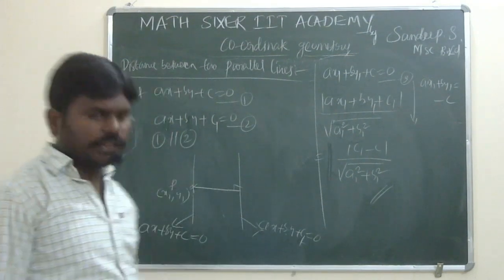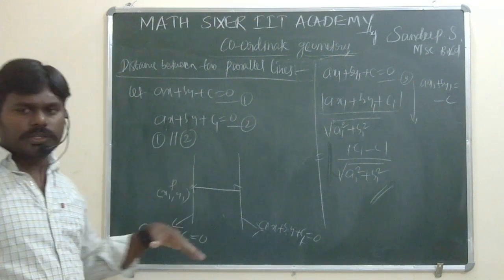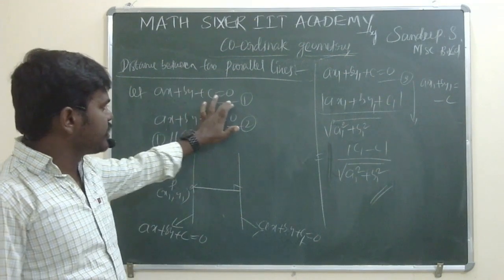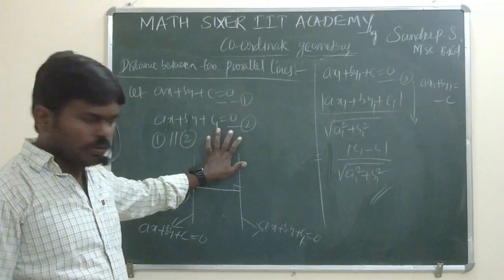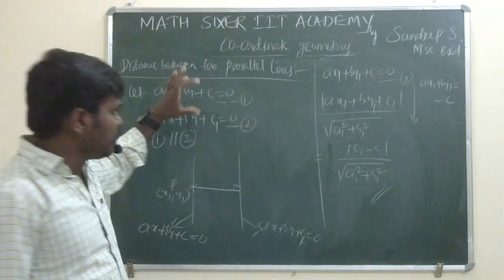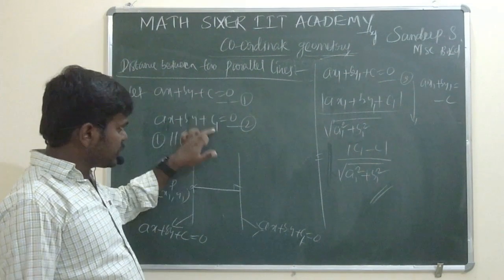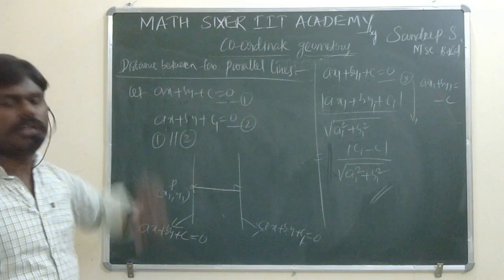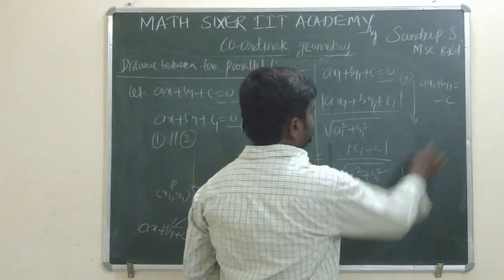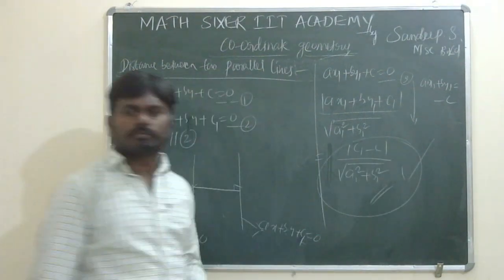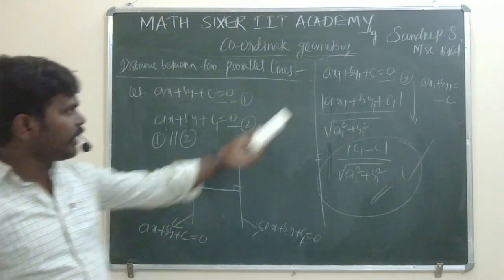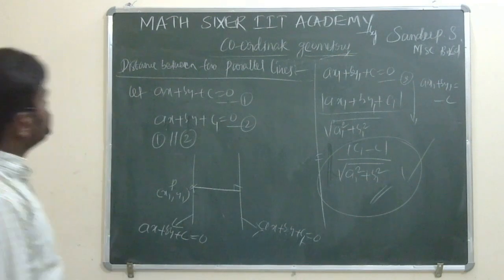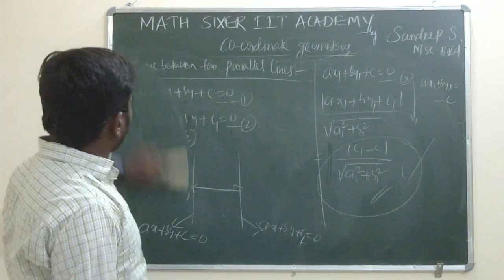Finally, what we have to understand is that when we have two parallel lines, ax plus by plus c is equal to 0 and ax plus by plus c1 is equal to 0, the distance between these two parallel lines is modulus of c minus c1 or c1 minus c, whichever it may be, divided by square root of a square plus b square. Simply keep this point in mind. Okay, so this is the derivation and also the explanation. Next we will see another concept.